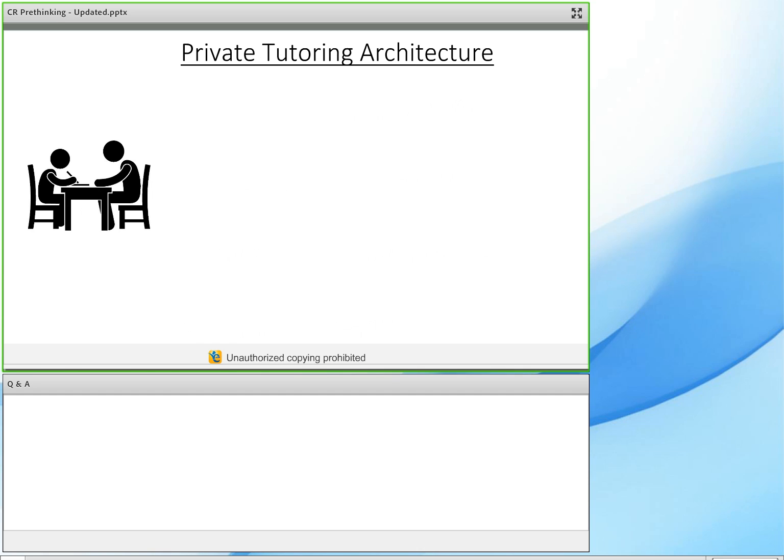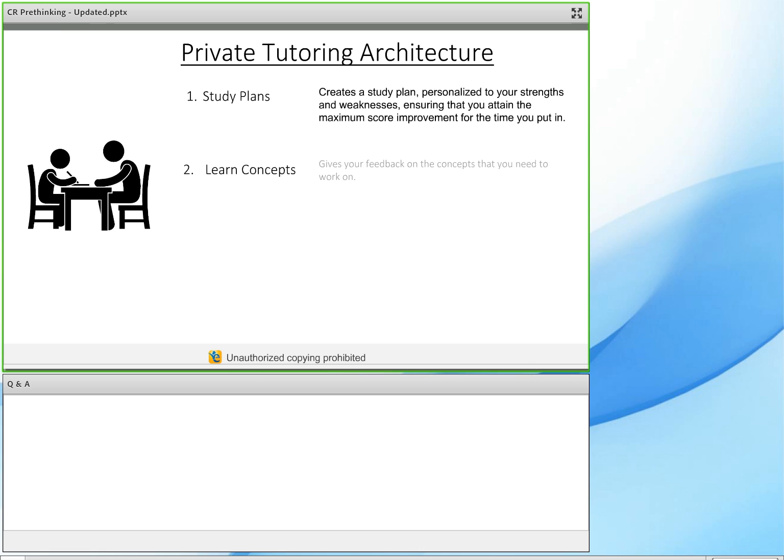Let's see how a private tutoring-based architecture solves this problem. When you work with a good private tutor, the first thing a good private tutor would do is work with you to understand your strengths and weaknesses and create a personalized study plan. In that plan, you have proper allocation of time to your areas of weakness as well as to your areas of strength. Essentially, you want to spend enough time to make the most out of your strength, and enough time to overcome your weakness.